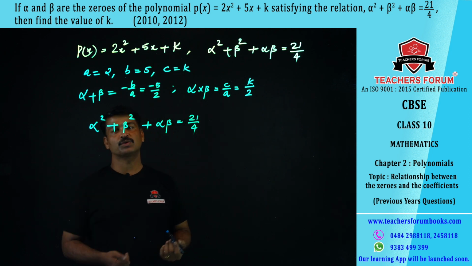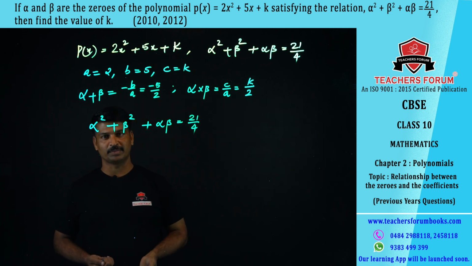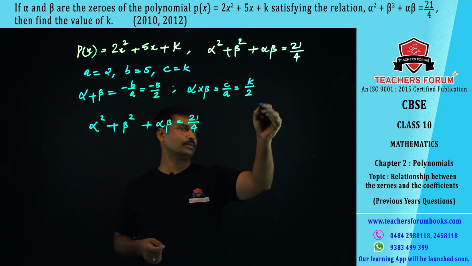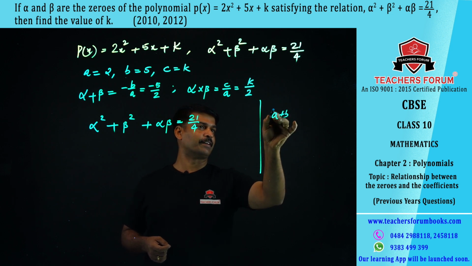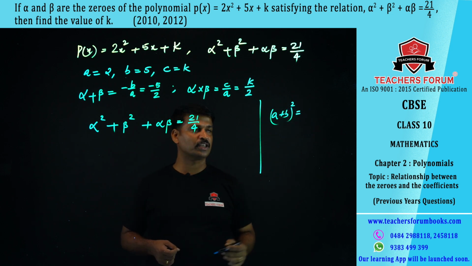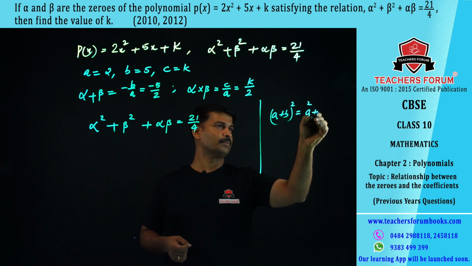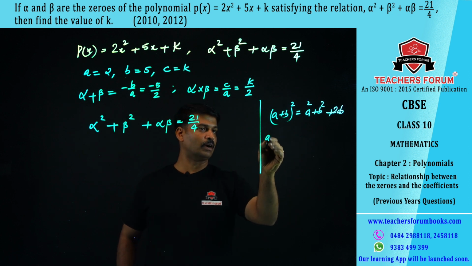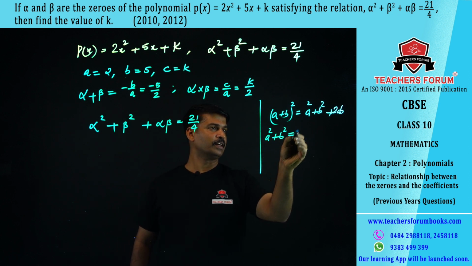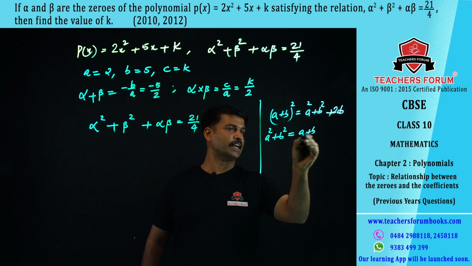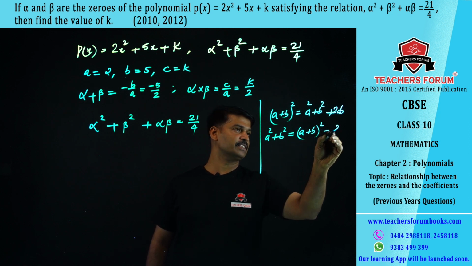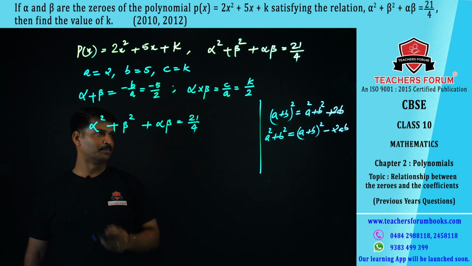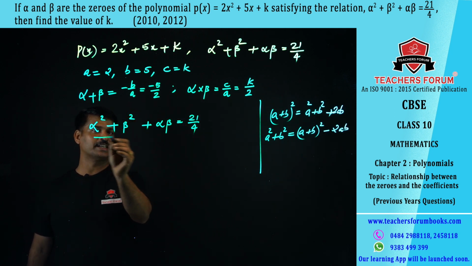Now what is alpha square plus beta square? You don't know what is alpha square plus beta square, but you know what is alpha plus beta. Now you know a plus b the whole square is equal to a square plus b square plus 2ab, isn't it? So then what will be a square plus b square? A square plus b square is equal to a plus b the whole square minus 2ab. Now you come to our problem. Then what will be alpha square plus beta square?